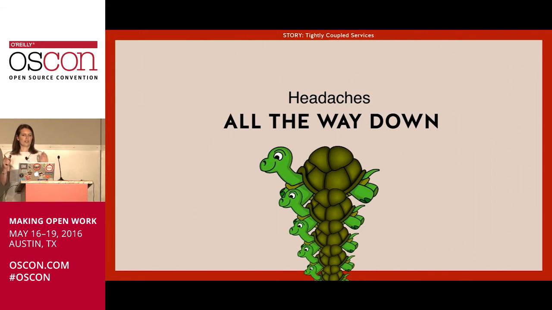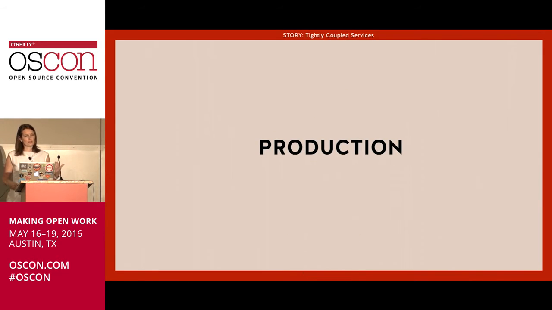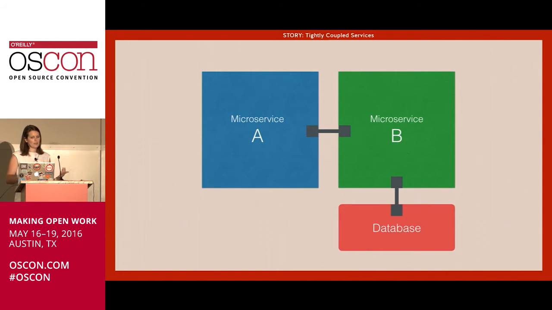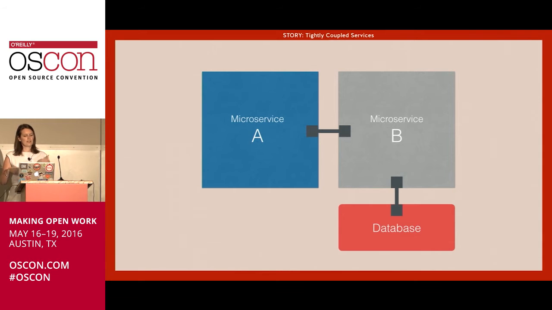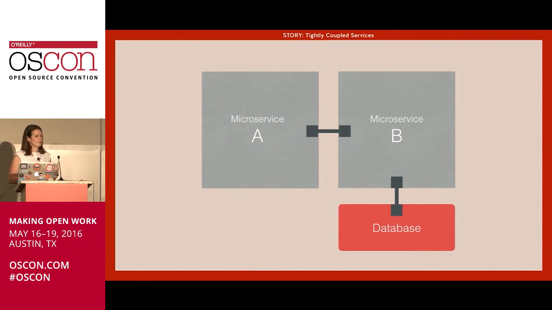And when you have this architecture, where 2 services are tightly coupled, it's headaches all the way down your deployment stack. So let's start with production. Say you have your 2 services, A and B. Service B goes down in production. Service A goes down in production. If service B doesn't exist, A can't exist.